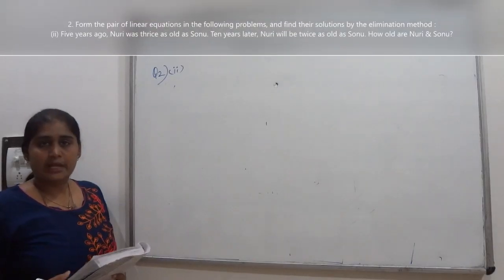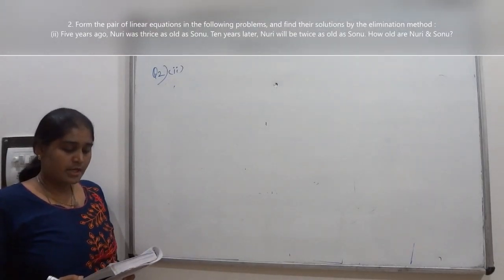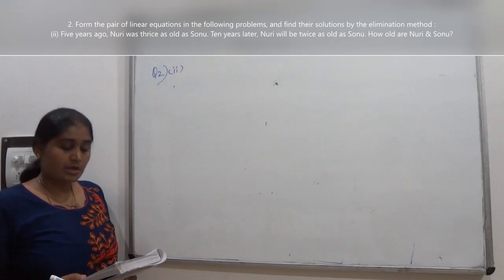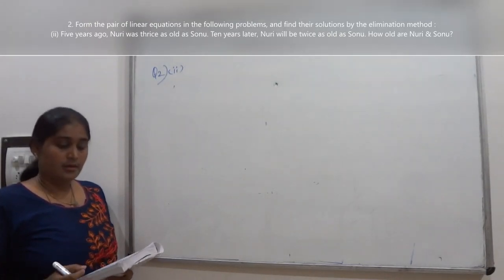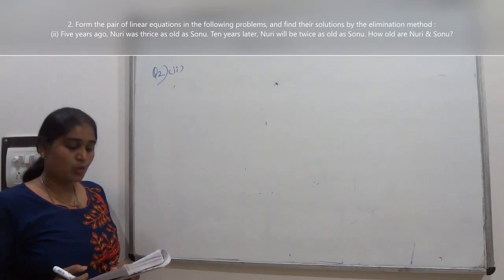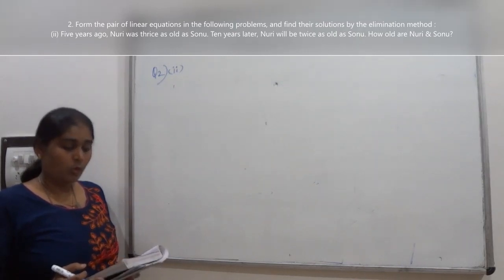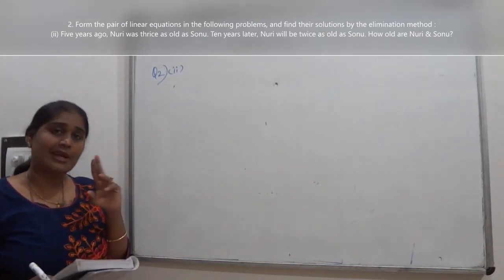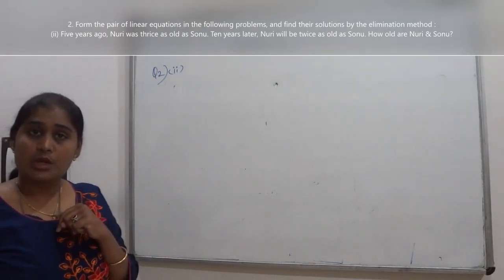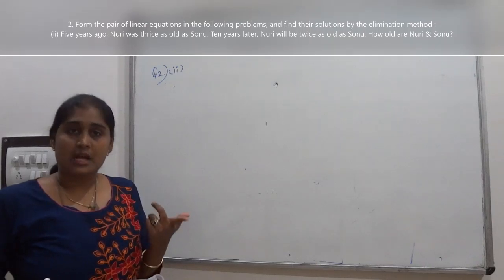Question number 2, second part. 5 years ago, Nuri was thrice as old as Sonu. 10 years later, Nuri will be twice as old as Sonu. So how old are Nuri and Sonu? According to the question, two characters are there. One is Nuri, another one is Sonu. Their ages I have to find out.